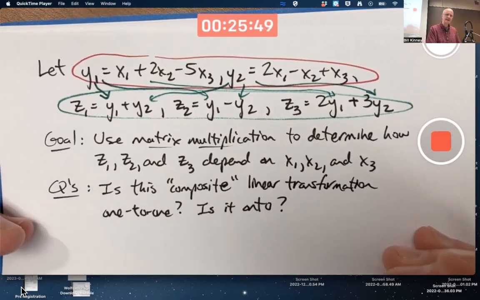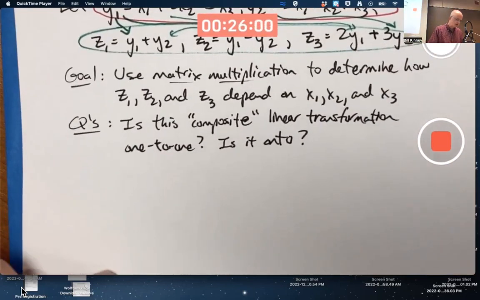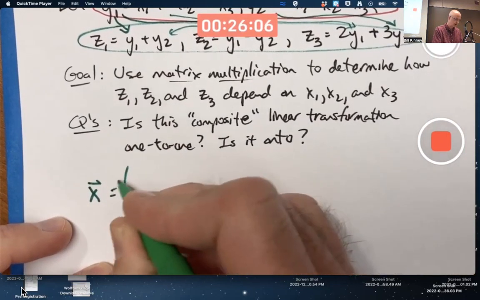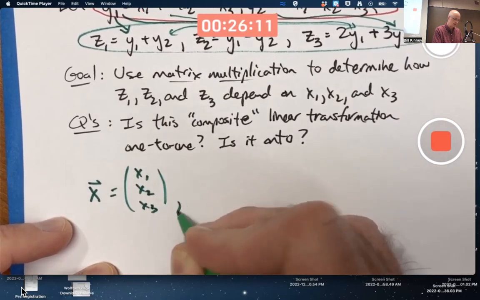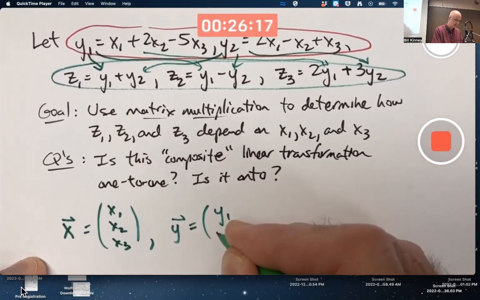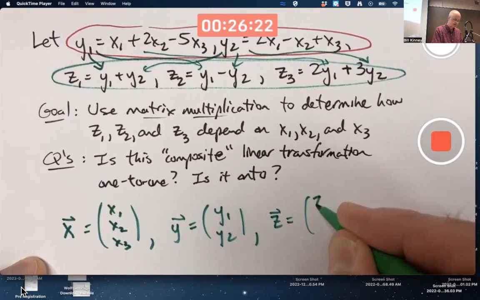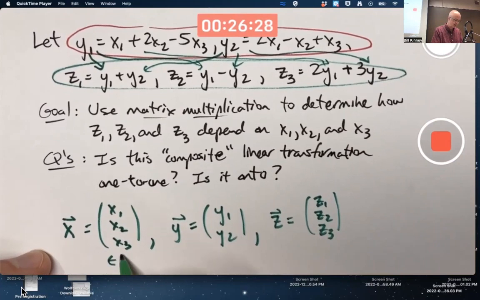And then we want to answer these questions. Is this composite linear transformation, I'm really composing two functions, two linear transformations, one-to-one? Is it onto? Okay, let's define some vectors here. So the vector x, here it's good to use vector notation, is going to be x1, x2, x3. The vector y has evidently just two components, y1 and y2. And then z is back to three components. So x is a vector living in R3.